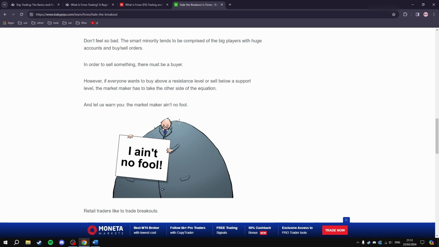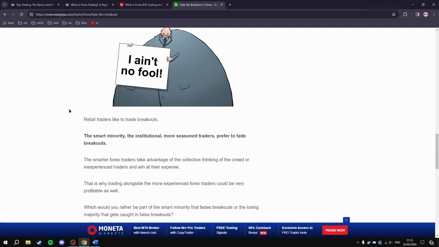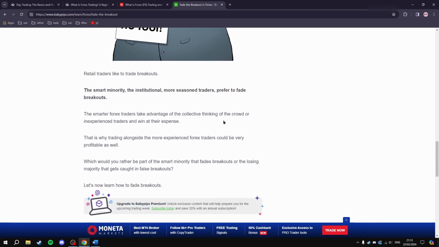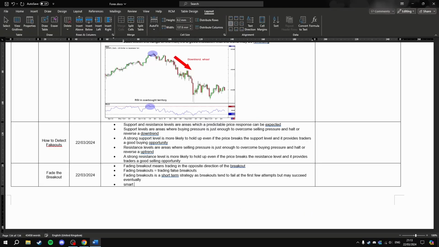However, if everyone wants to buy above a resistance level or sell below a support level, the market maker has to take the other side of the equation. And let us warn you, the market maker ain't no fool. Retail traders like to trade breakouts. The smart minority, the institutional, more seasoned traders, prefer to fade breakouts. The smarter Forex traders take advantage of the collective thinking of the crowd or inexperienced traders and win at their expense. Damn, smart.